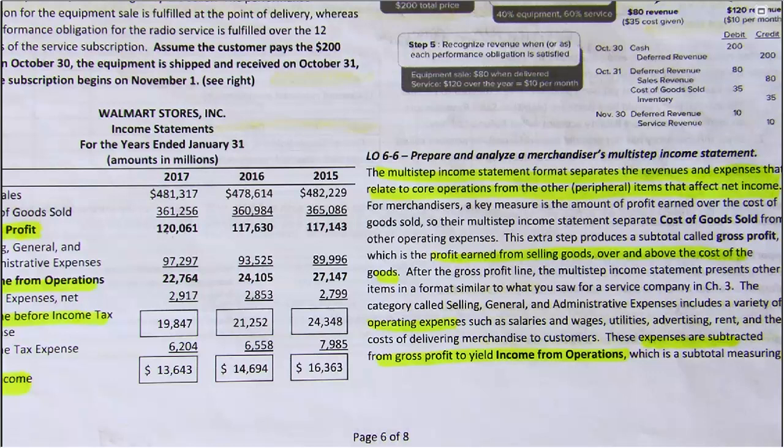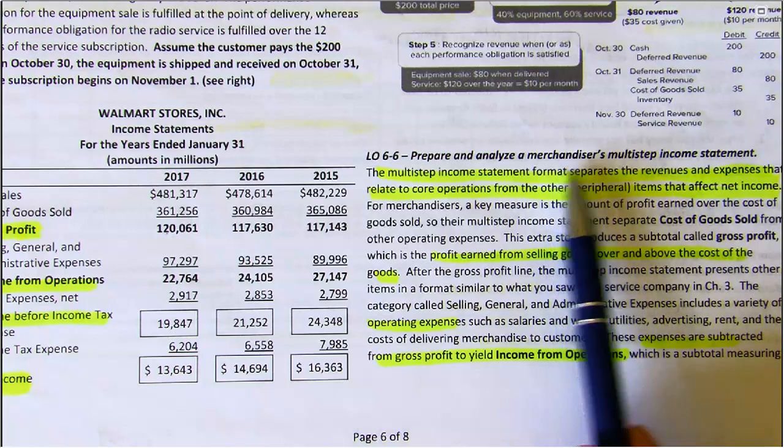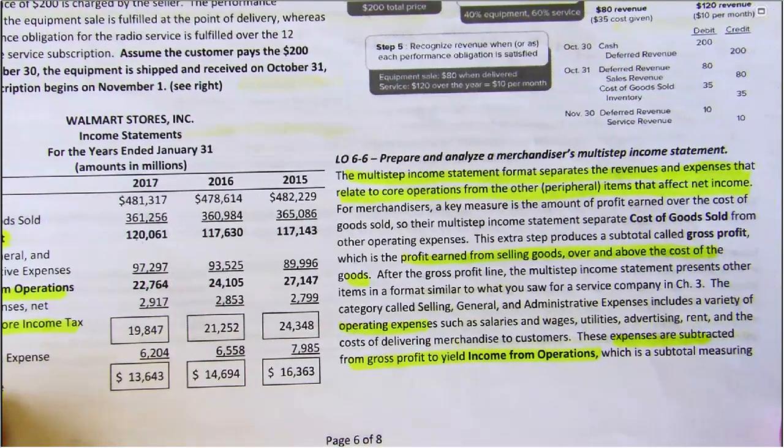Hi, welcome to the last mini lecture for Chapter 6, and we'll be talking about Learning Outcome 6-6 today, which is preparing and analyzing a merchandiser's multi-step income statement. And we'll be using both our notes and our worksheet to do a problem demonstration.